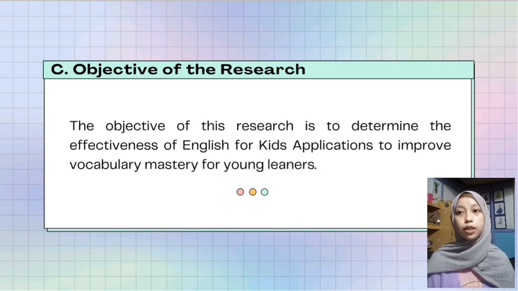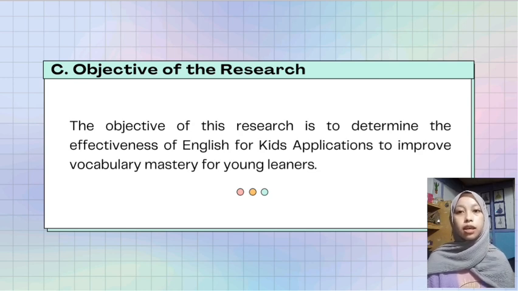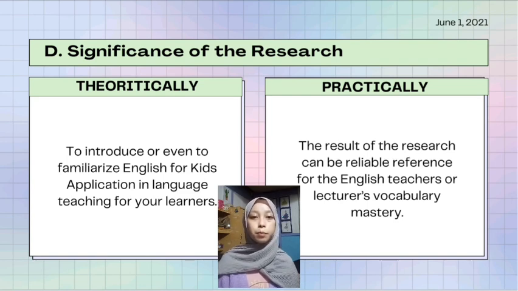The next part is the objective of the research. So the purpose of this research is to determine the effectiveness of English for Kids application to improve vocabulary mastery for young learners. It also decides whether the English for Kids application is appropriate for young learners, what the effectiveness of using this application is, and how the application can help young learners to improve vocabulary mastery. And then the next part is the significance of the research.